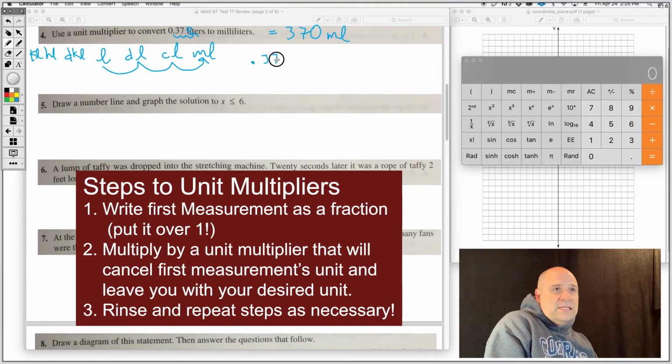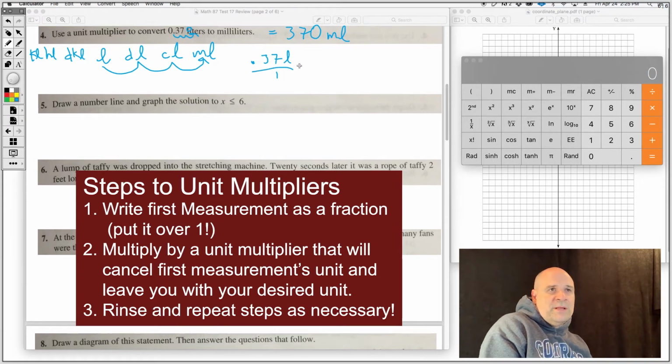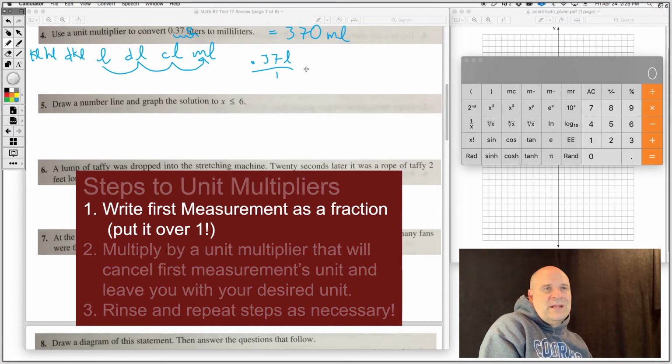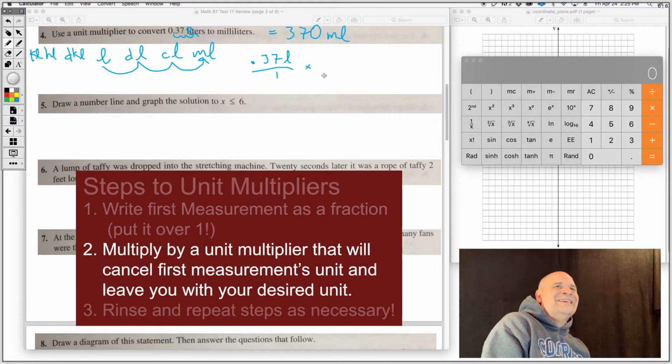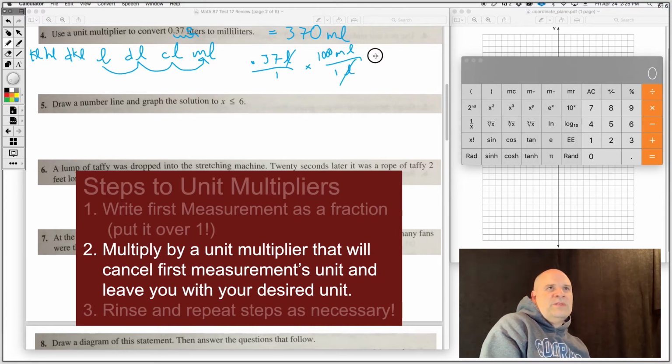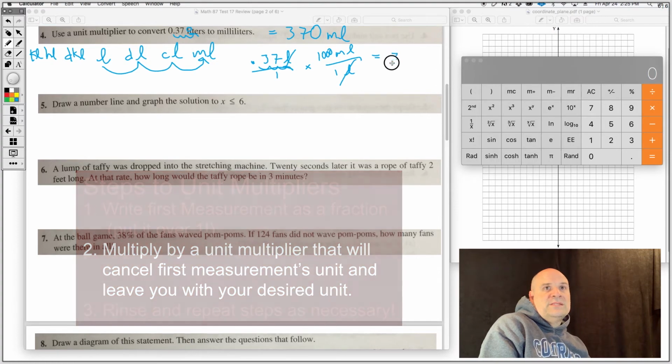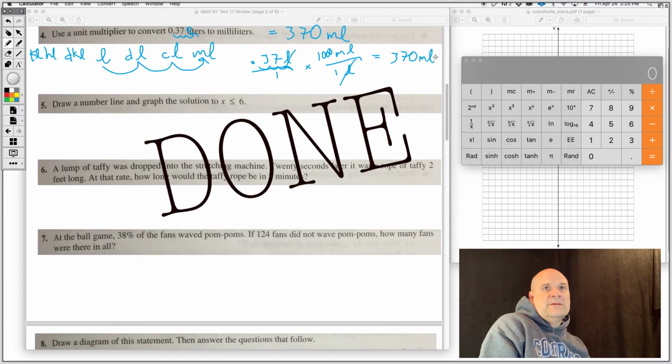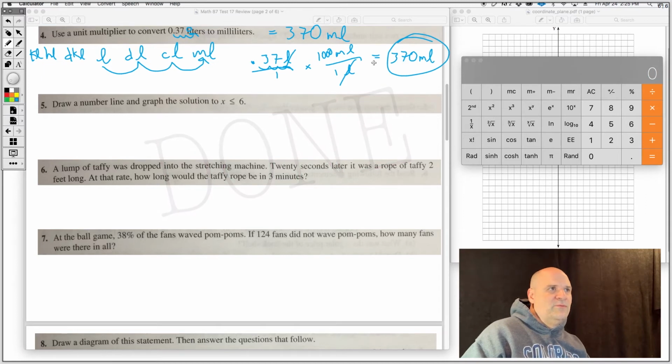If you want to do a unit multiplier, you can. So 0.37 liters over 1. Remember, the first step to using unit multipliers is to make a fraction out of the first measurement. And you're going to multiply by a unit multiplier that will cancel that. Since there are 1,000 milliliters in a liter, that'll cancel that, and you're left with 0.37 times 1,000. Remember, when you multiply by 1,000, you just move the decimal 3 places, so you get 370 milliliters. Boom.